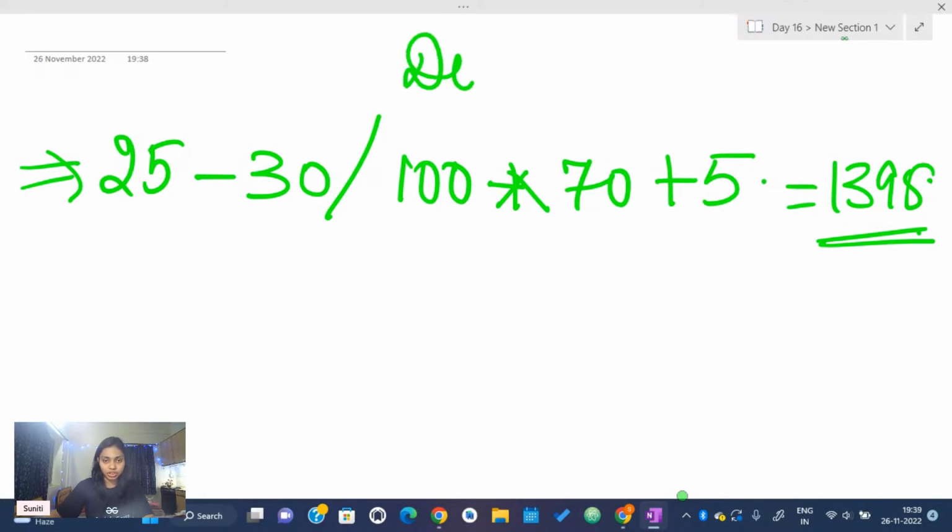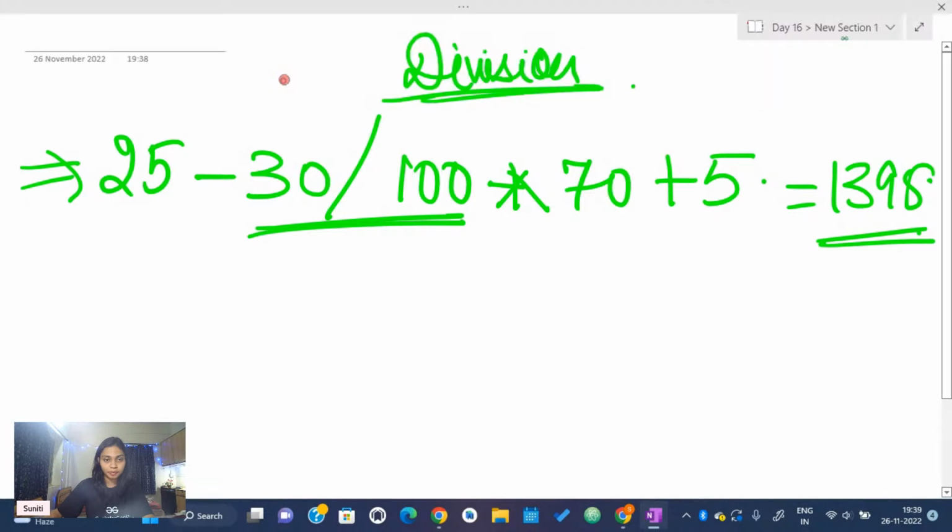Now division, first here is 30 divided by 100. 30 divided by 100 is not going to give you an integral answer, because 30 is not completely divisible by 100. So this will not give you an integer value. But as you can see, in the final answer we have an integer value. So we need to remove this division sign from here. Let us first replace it with the plus sign.